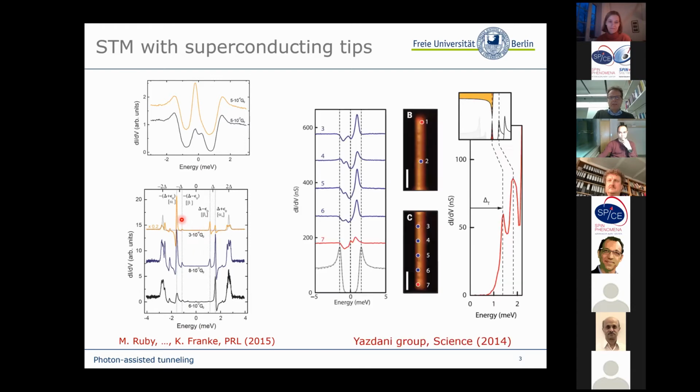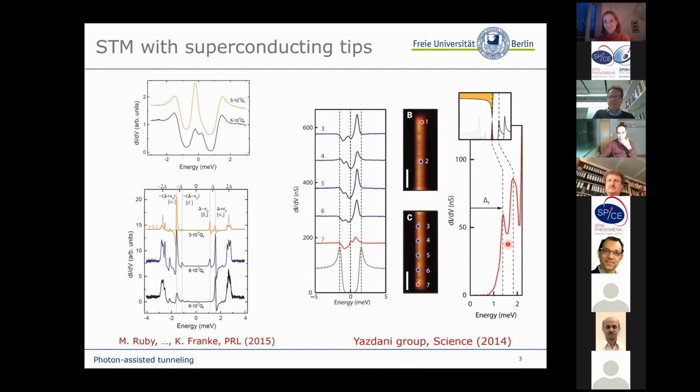And similarly, when probing Majorana bound states, for example, in these famous results of Ali Yazdani, the Majorana bound state comes in as a small bump when measured with a normal state tip, but becomes a more substantial feature when measured with a superconducting tip.